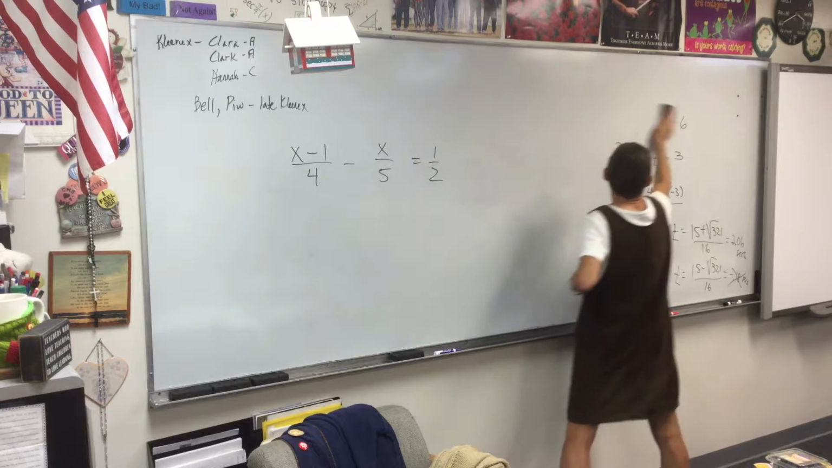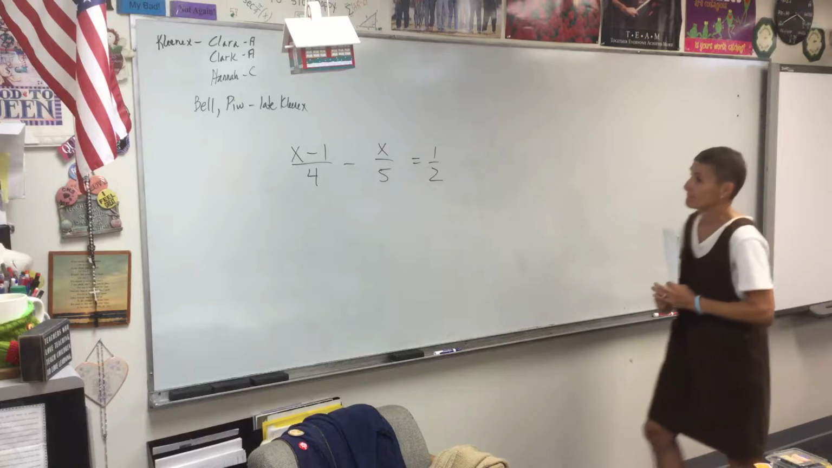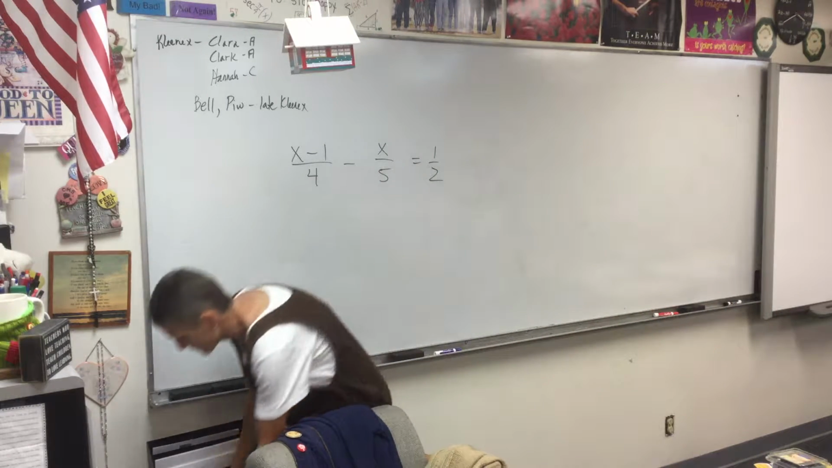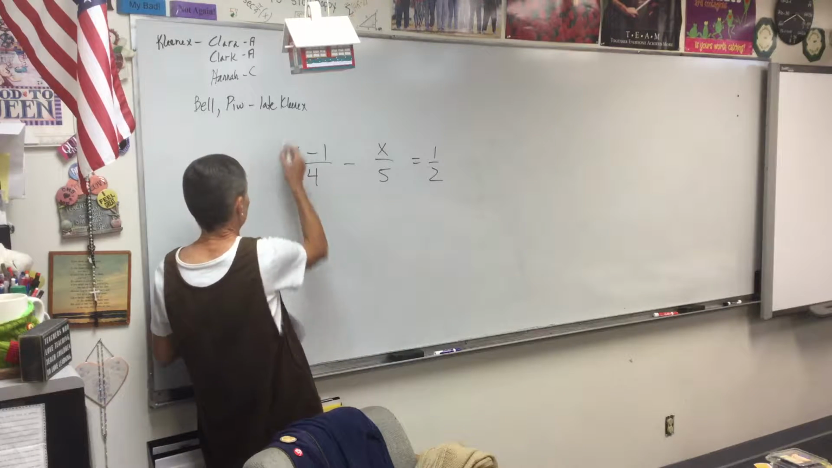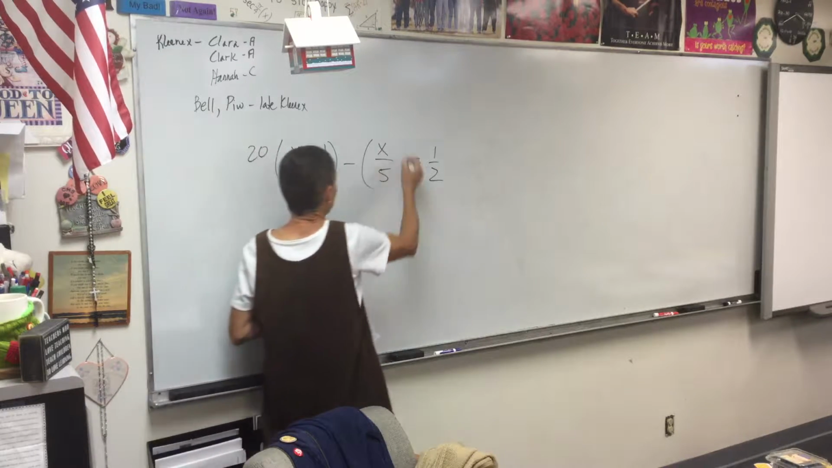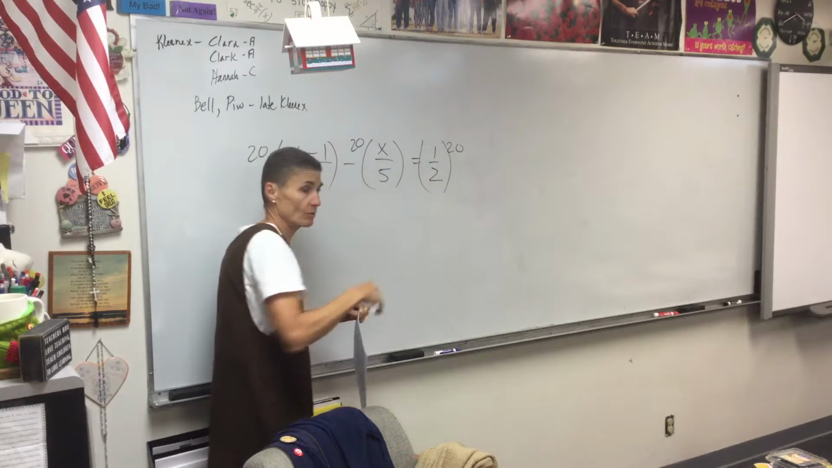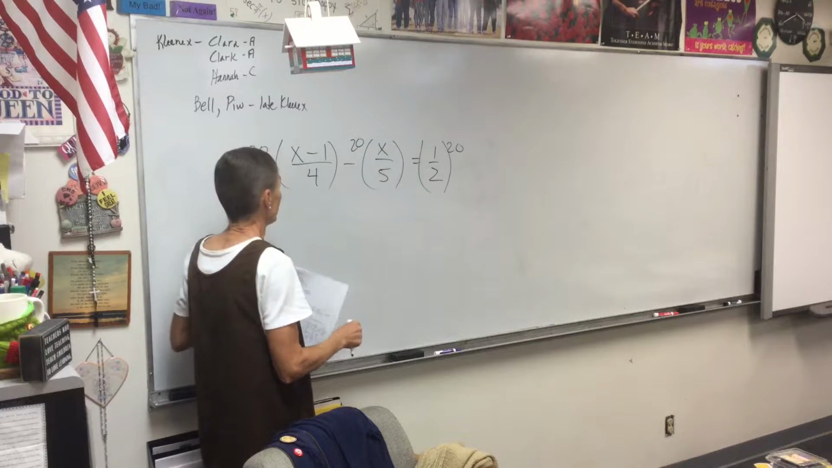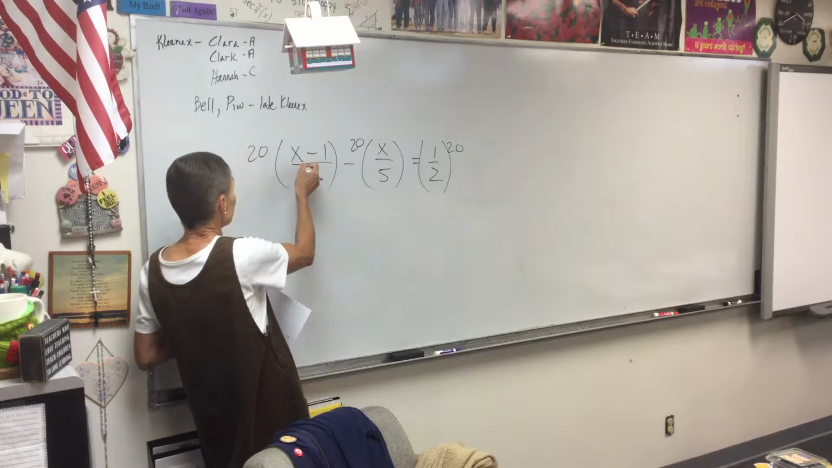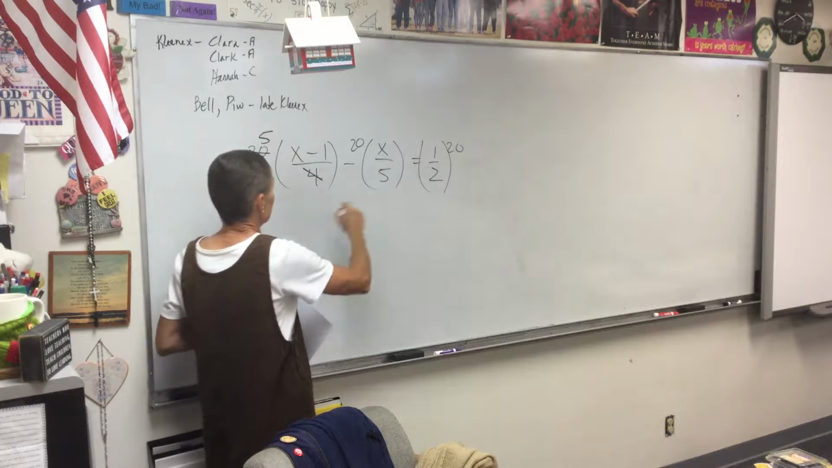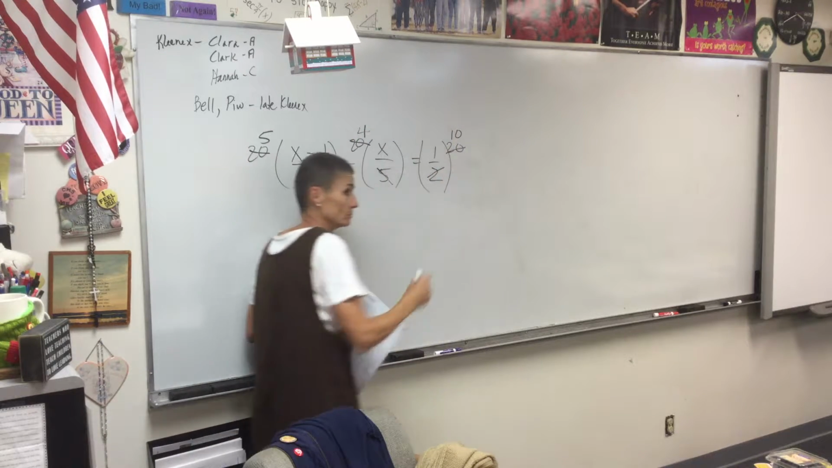in different ways, of course. My personal preference would be to multiply the whole shebang by 20, because I'd have to get a common denominator in order to do all the arithmetic, and I really don't want to. So I'm just going to multiply everything by 20, because 20 will cancel the 4, 20 will cancel the 5, and 20 will cancel the 2.